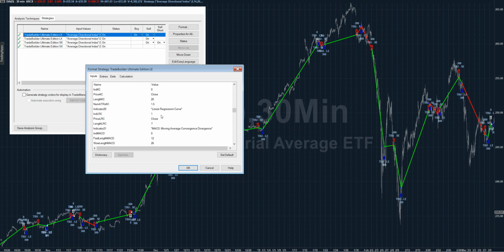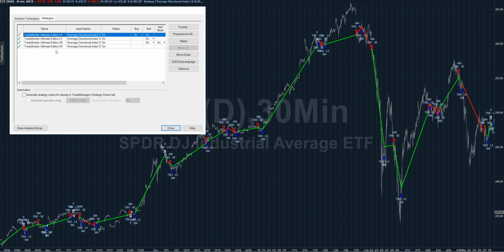And then we have linear regression curve as well being utilized in this strategy, and that's a statistics-based dimension. So far we have a momentum-based, a volume-based, and price, as well as statistics. Now these three are usually enough to create a viable strategy, and this is one of them. So that's the LE add-on of TradeBuilder within this strategy, and typically we have 4.